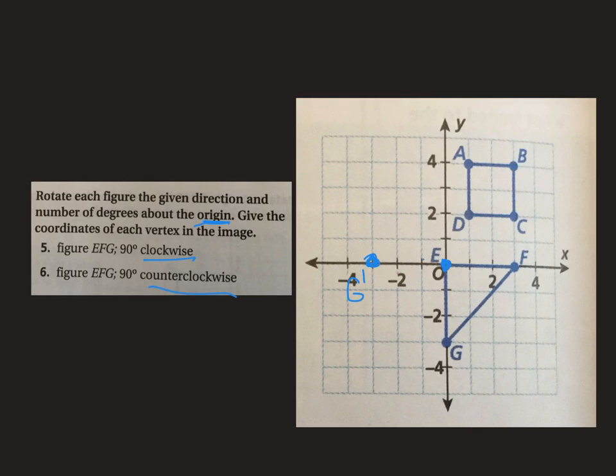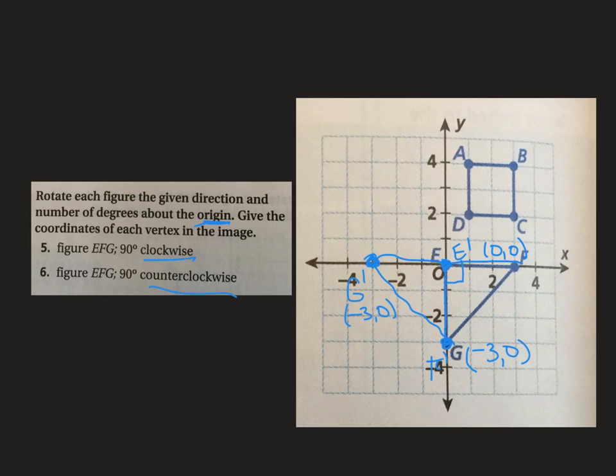This is going to be G prime. Okay. And so G, then F, rotated 90 degrees clockwise. F is going to be where G is. F prime is here, so this is also E prime. So then I will make my triangle, and I will put in the coordinates. Okay, so that's where our triangle will be rotated clockwise.